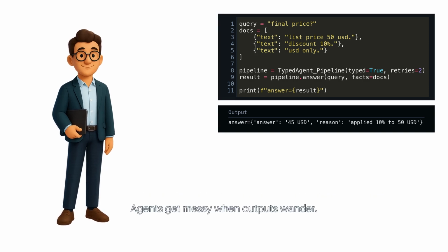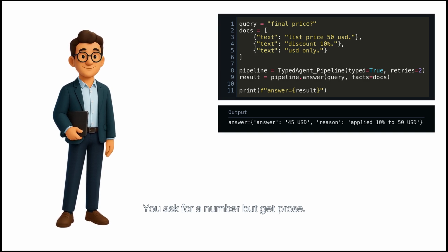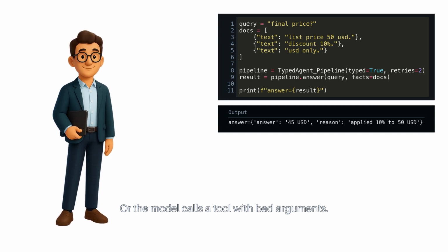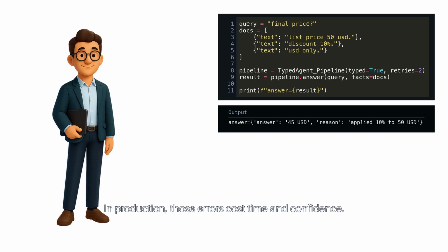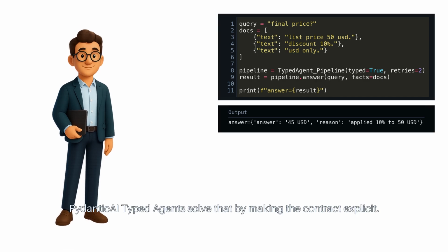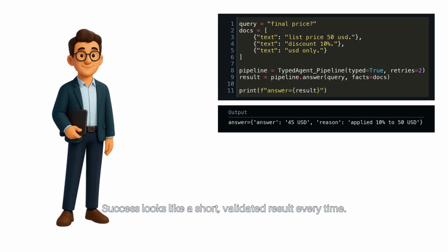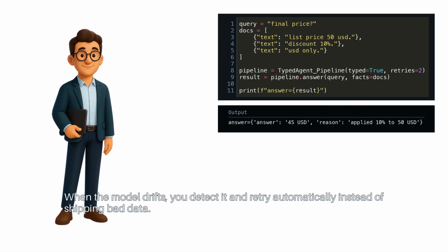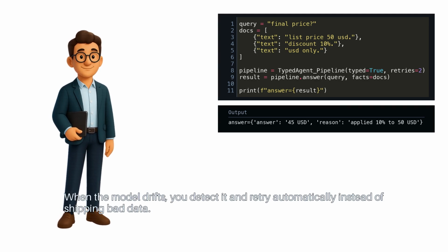Agents get messy when outputs wander. You ask for a number, but get prose. Or the model calls a tool with bad arguments. In production, those errors cost time and confidence. PydanticAI Typed Agents solve that by making the contract explicit. Success looks like a short, validated result every time. When the model drifts, you detect it and retry automatically instead of shipping bad data.